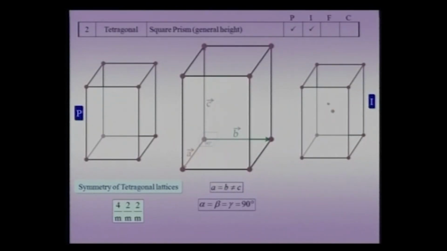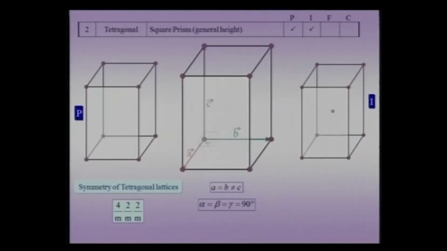the body centering position. As before, to qualify for a lattice, every lattice point should have identical surroundings, which is what is true for this kind of a body centered lattice as well. Now, the symmetry of these tetragonal lattices happens to be 4/m, 2/m, 2/m. All the tetragonal lattices, that means both the ones shown here, the primitive and the body centered tetragonal lattice, should have the symmetry 4/m, 2/m, 2/m.